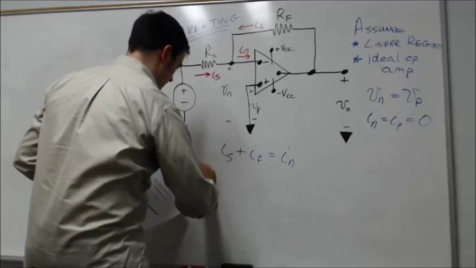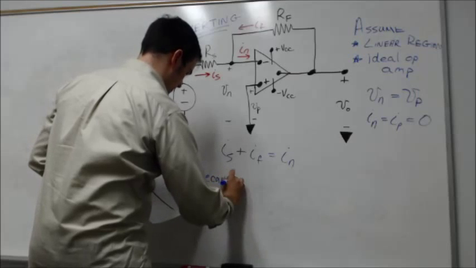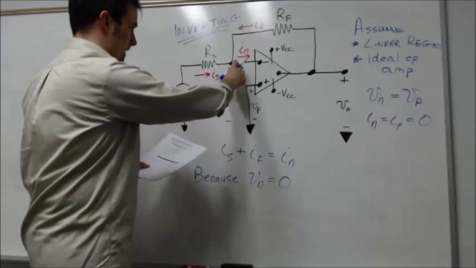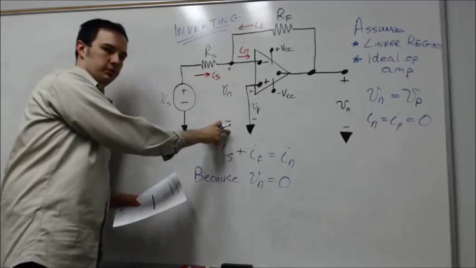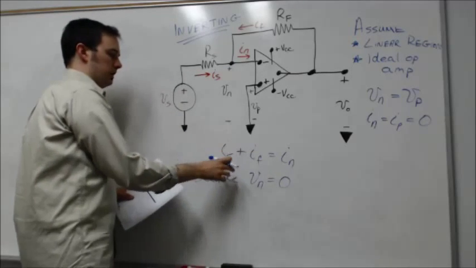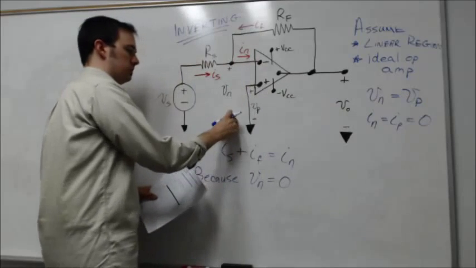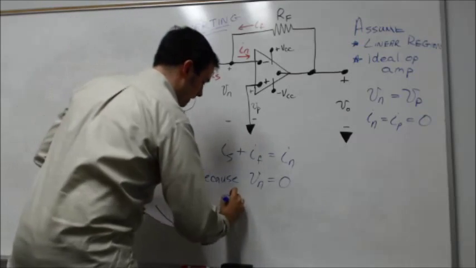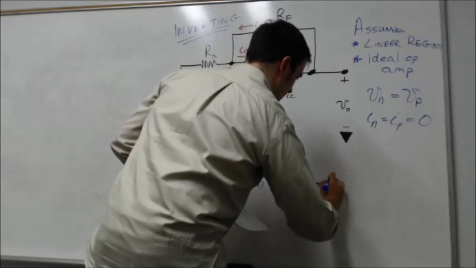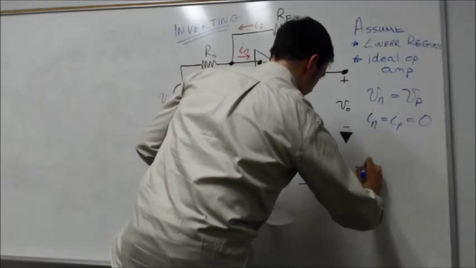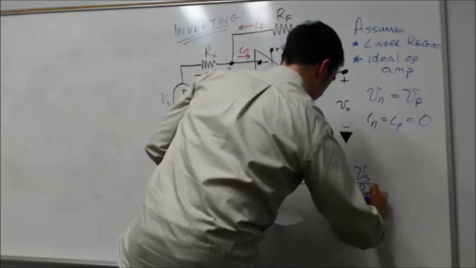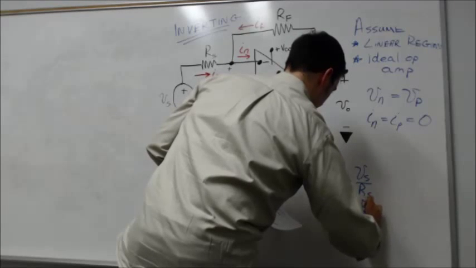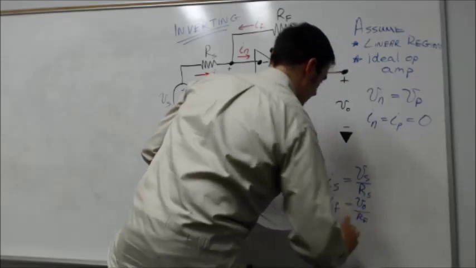Then because this node is sitting at a 0 potential relative to the common, the Vn is 0, and that ties back to the fact that Vn equals Vp, and Vp is also tied back down to the common. From that, we can come up with expressions for IS and IF, such that IS is simply VS over RS, and IF is V naught over RF. Okay.